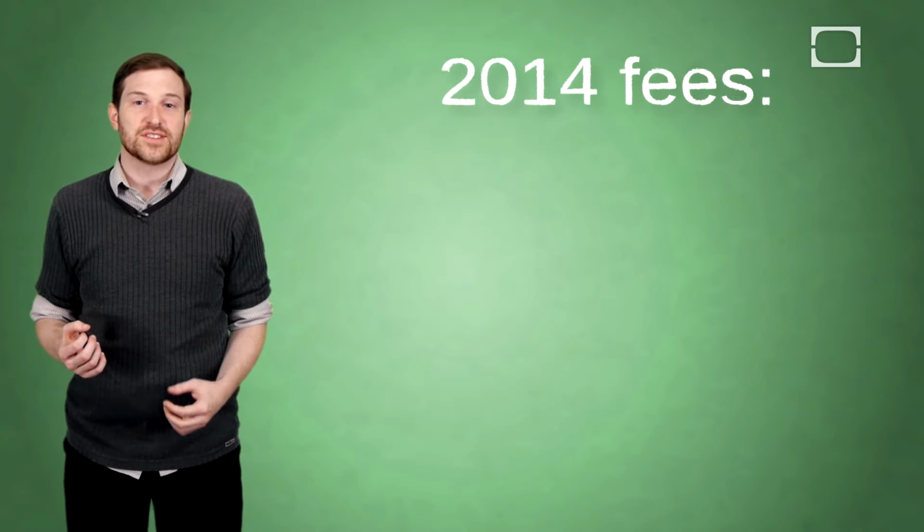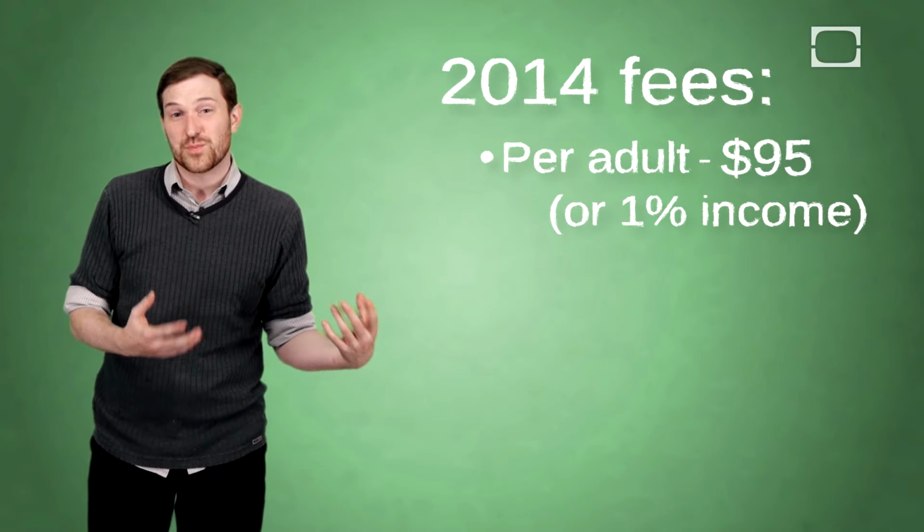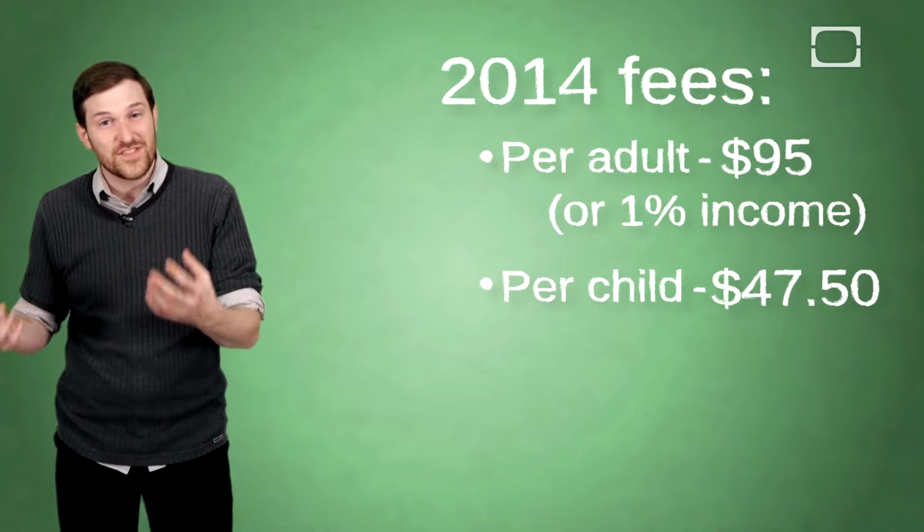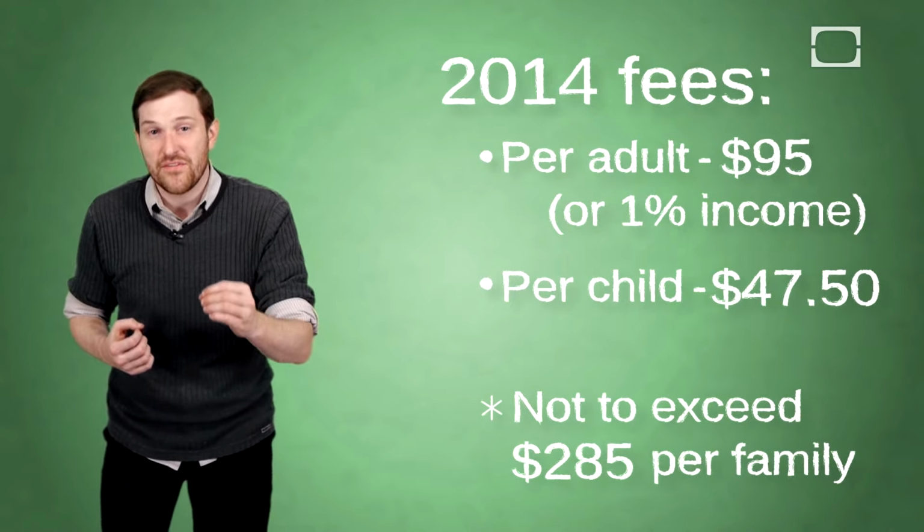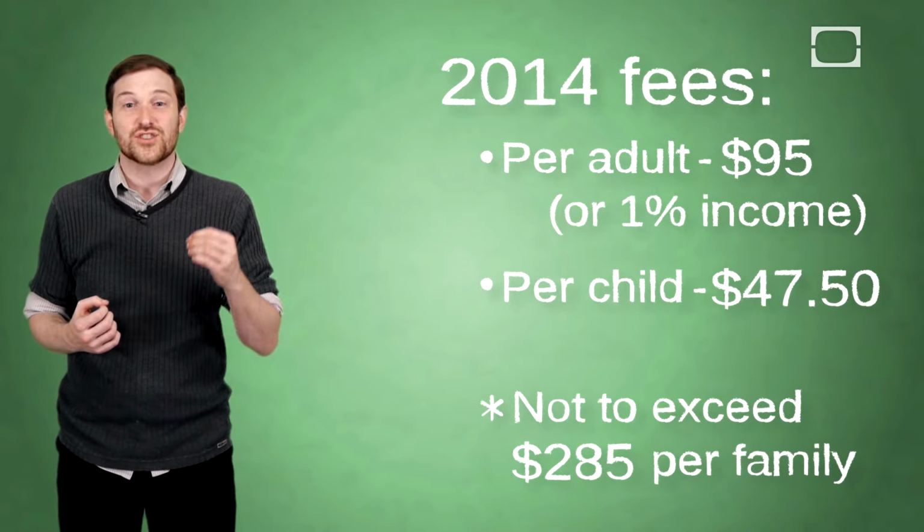By 2014, everyone without health insurance will need to pay a small fee. During that year, for instance, the fee is going to be $95 per adult, $47.50 per child. The maximum a family will pay in 2014 is $285. Now those numbers are over the whole year, not month by month.